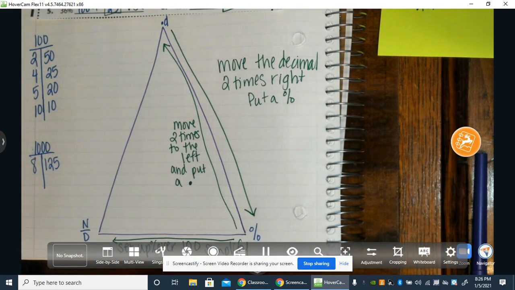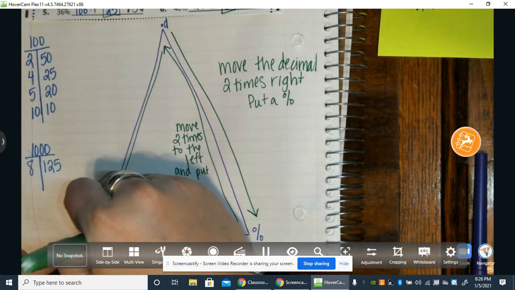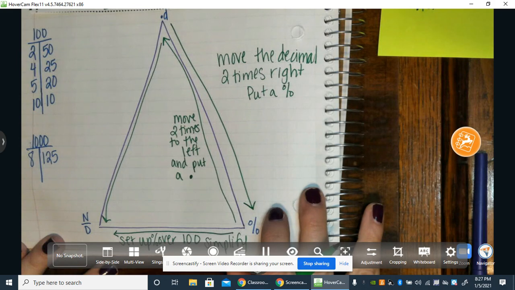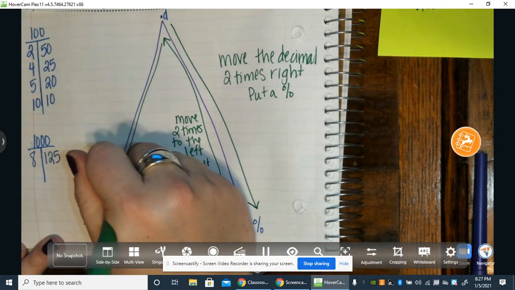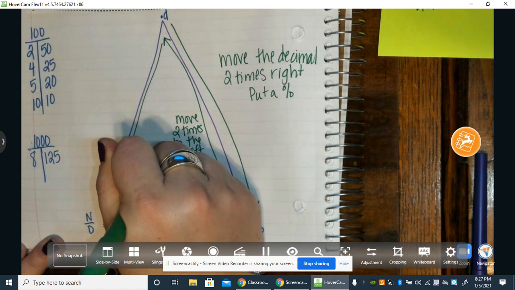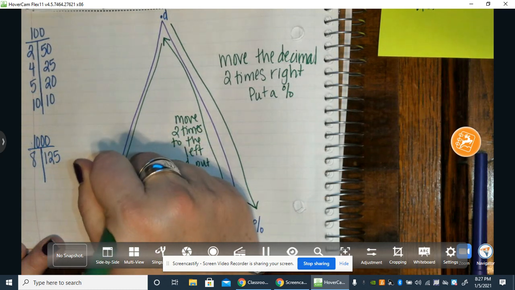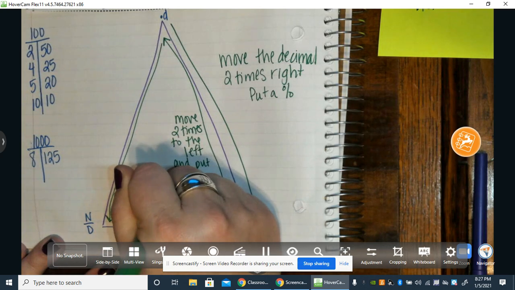Now we're going to do the one that goes from decimal to fraction. So if I'm going to go decimal to fraction, I'm going to draw an arrow on the inside going from decimal to fraction. Basically, you put your decimal over your place value, and simplify.